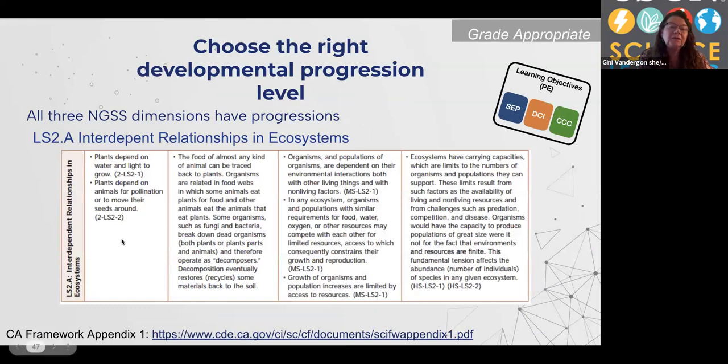Remind people that the progressions also talk about the progressions of the CCCs and SEPs. And remember that on CAST, not all of the assessments are three-dimensional, but they're all at least two-dimensional. So it's also important to think about the scaffolding that needs to happen as we move students through their ideas of cross-cutting concepts. For example, this one talked a lot about systems and system models from kindergarten all the way up through what we're expecting a high school student to be able to do. So I just wanted to remind you that those progressions are also part of this framework chapter or Appendix 1.